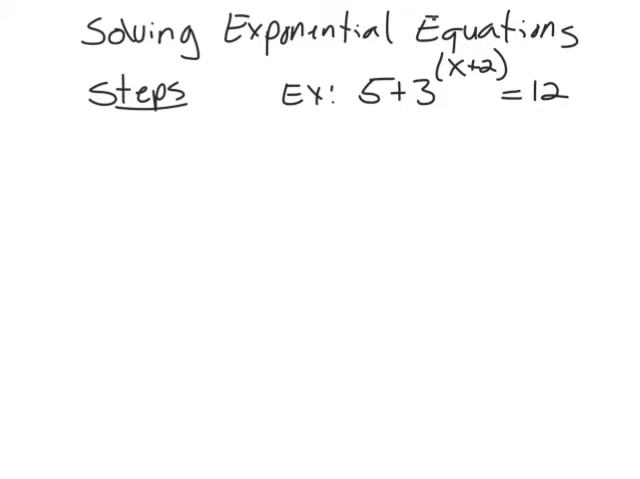And there's a bunch of different types, so I'm going to run through a couple of types, and then we'll definitely practice more in class together. I have the steps, and I have an example to go along with the steps. We have 5 plus 3 to the x plus 2, and that's equal to 12. So we will start with the first step.